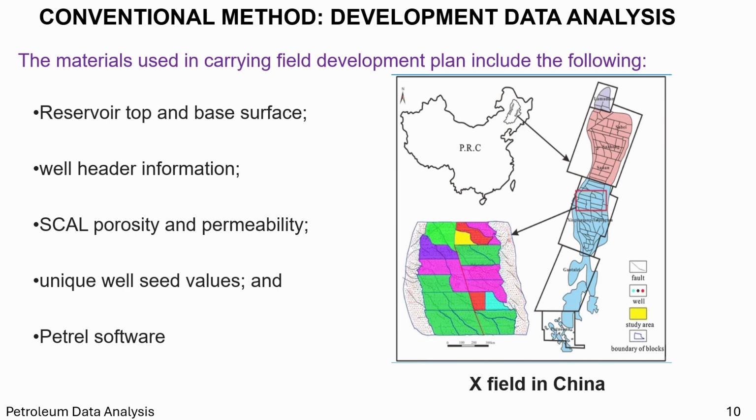Structure maps define geometry. Well data define local rock properties. SAL data define flow-related properties. Fluid data define PVT behavior. Operational constraints define what is feasible. The field development plan is therefore an engineering synthesis of many different data sources.